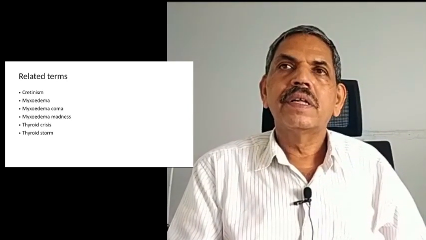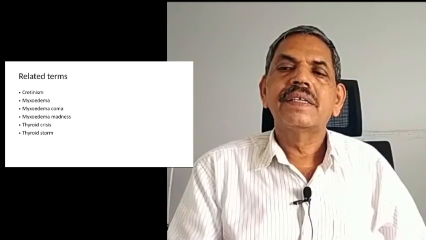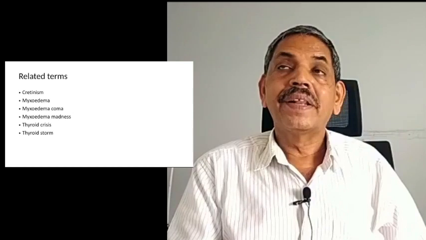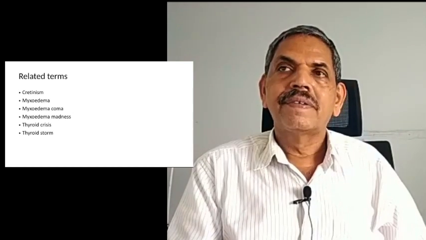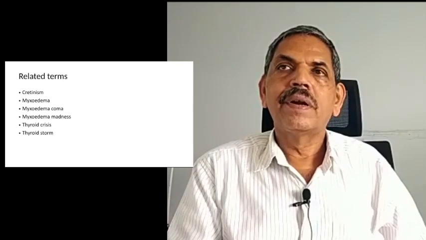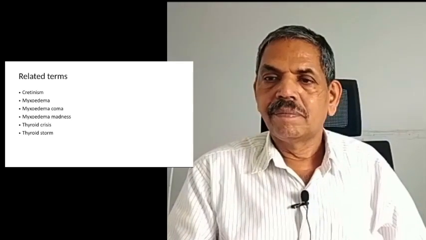In hypothyroidism, there will be marked brain function changes with psychiatric problems, that is what is called myxedema madness. And in hyperthyroidism, there will be sudden excess release of thyroid hormone producing marked widespread manifestation of sympathetic overactivity. This is what is called thyroid storm or thyroid crisis.